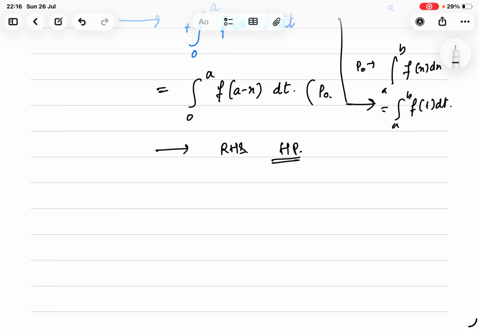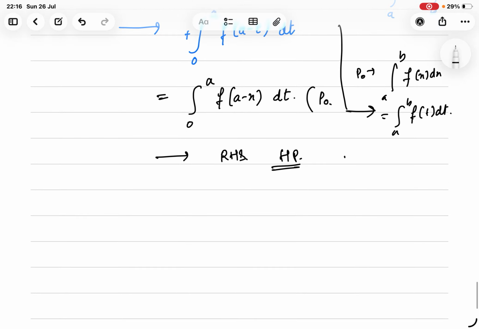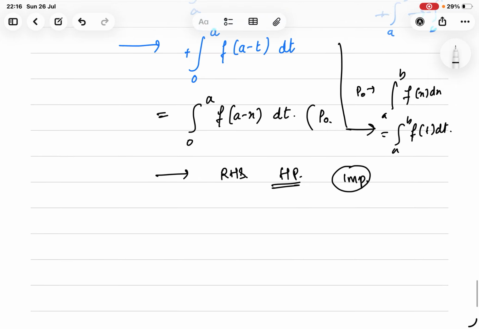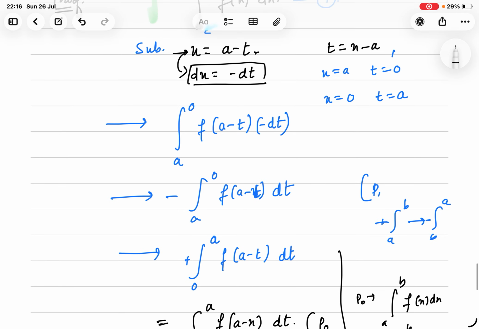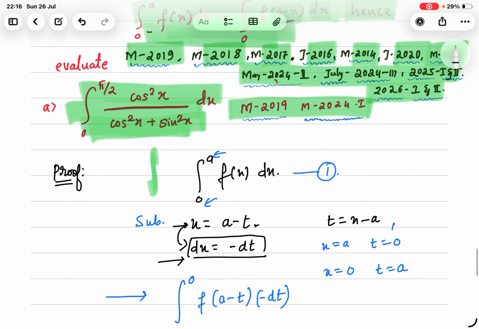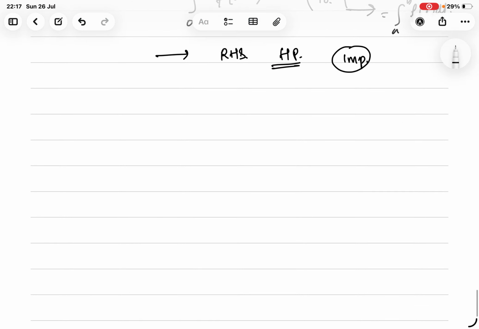This has been asked for the last 10 years, around 15 to 16 previous year question papers, because it is very important and also easy. You have to substitute x equal to a minus t, and the other steps will follow. And you have to solve one example. That example you can consider here and evaluate: the integral from 0 to pi by 2 of cos square x divided by cos square x plus sine square x. To solve this question, we should know the allied angles.